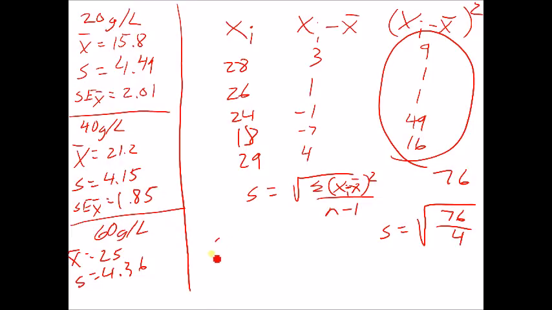And finally, we need to get the standard error of the mean, which again, remember, is the standard deviation divided by the square root of the sample size. So for this particular sample, the standard deviation is 4.36 divided by the square root of 5. Calculate that out. We get a standard error of the mean of 1.95.